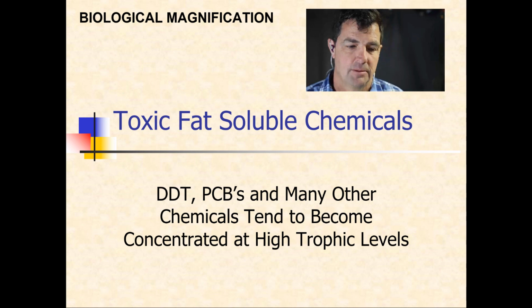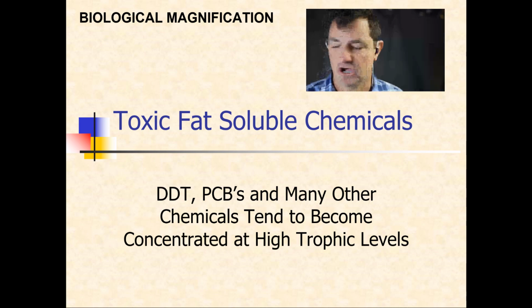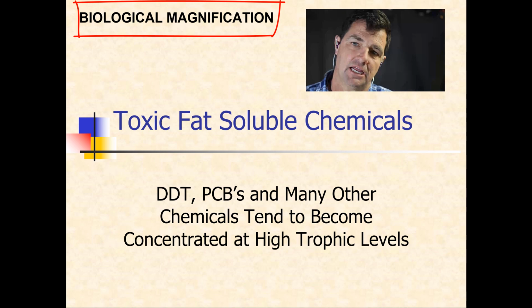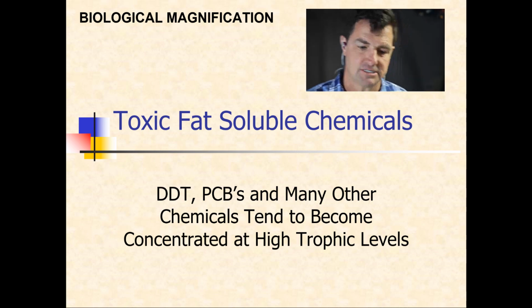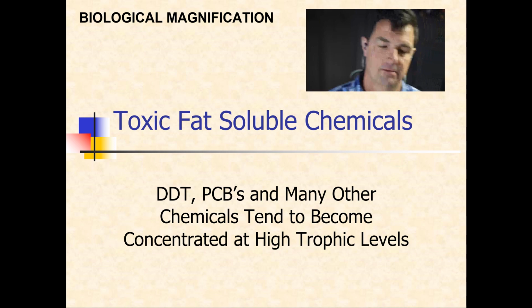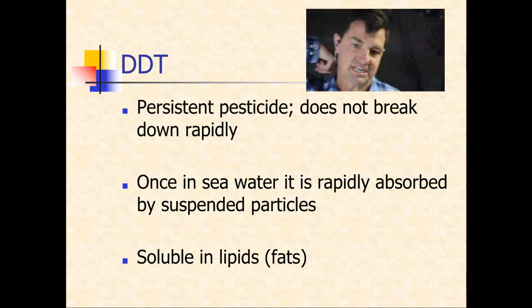All right, hi everybody. Today or tonight, I want to do a quick explanation of a concept we call biological magnification. Biological magnification has to do with a toxin or poison tending to become concentrated as you move up a food chain or up higher trophic levels. An example of that would be a pesticide known as DDT.